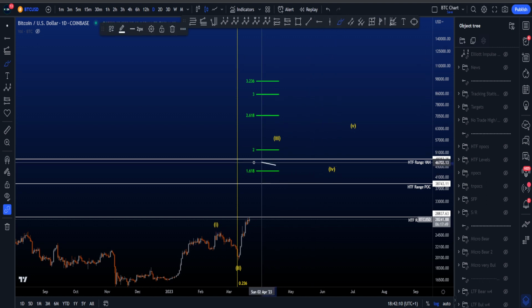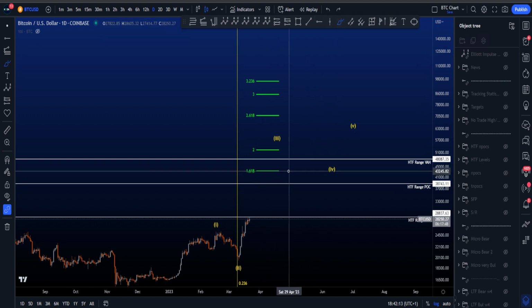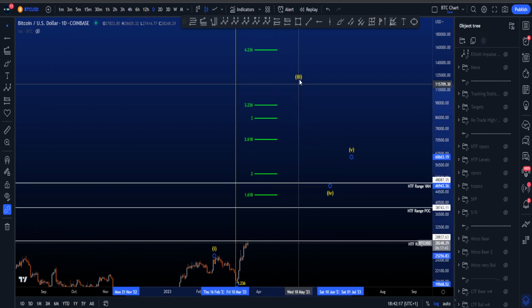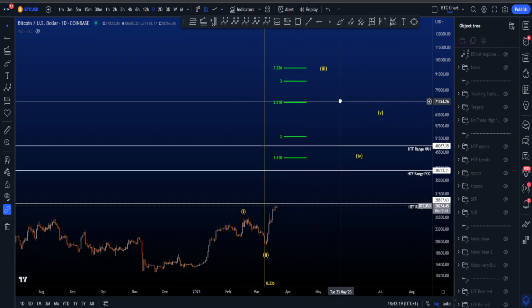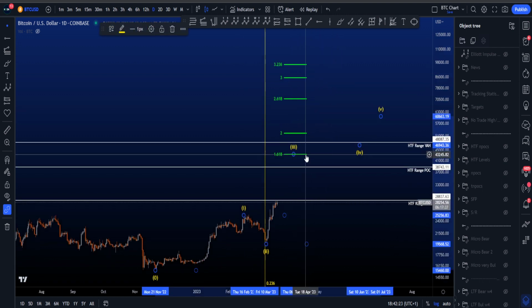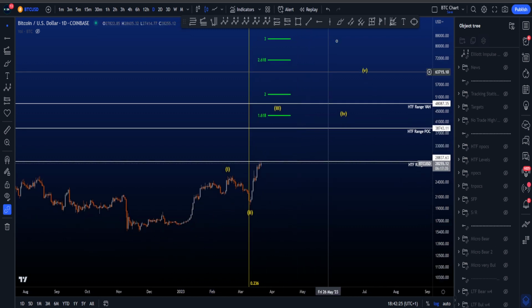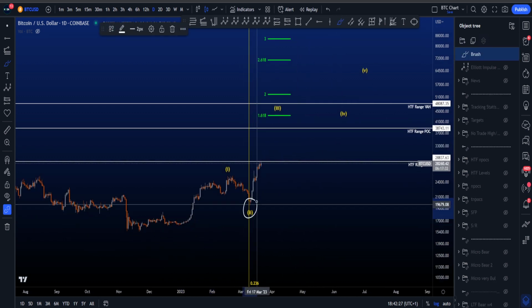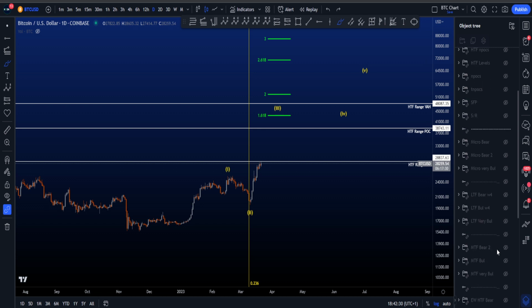Then eventually we have wave 3 targets, with the minimum target of wave 3 being the 1.618 at about 43.2k, and then it can extend a lot higher, all the way to above at least 100k. But just know that the minimum target is at least the 1.618, and we expect more upside to come. If price is going to dip below this second wave, then this scenario is invalidated.